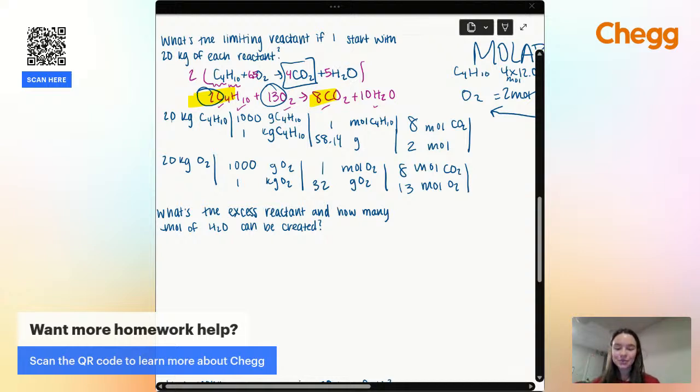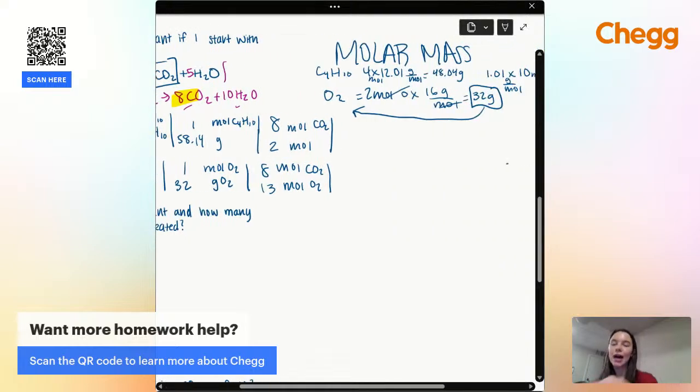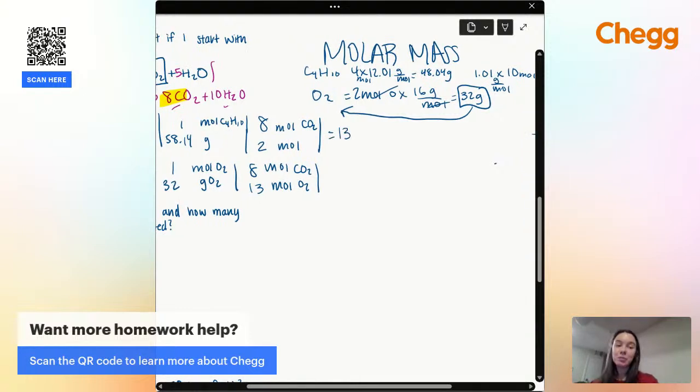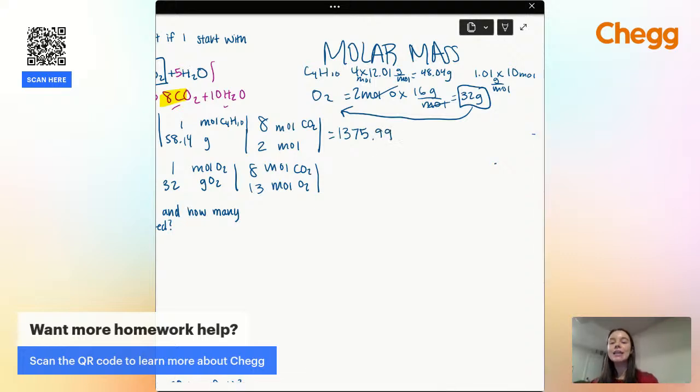All right, 3, 2, 1. So if you were a little lost just on maybe how I had this set up, in my calculator, I'm putting for the top problem, 20 times 1,000 divided by 58.14 times 8 divided by 2. You should have got, wow, this is a lot of moles. This is what I get for putting kilograms. You should have got 1375.99 moles of CO2.